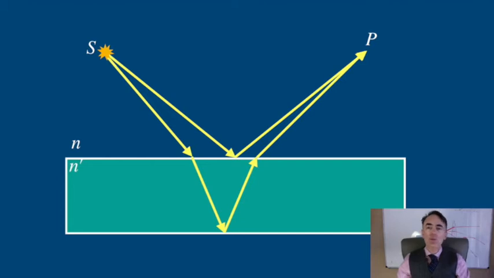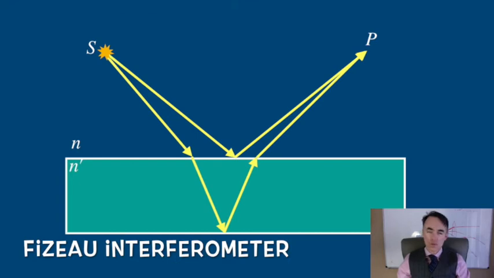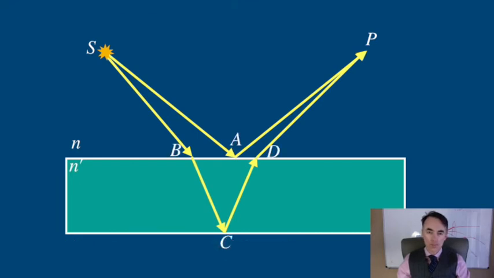At P, these two rays will interfere. This is called a Fizeau interferometer. Here, N1' is perpendicular to the ray BC, and N2 is perpendicular to the ray CD. N1 and N2' would be the extensions of rays A to P and S to A, respectively.